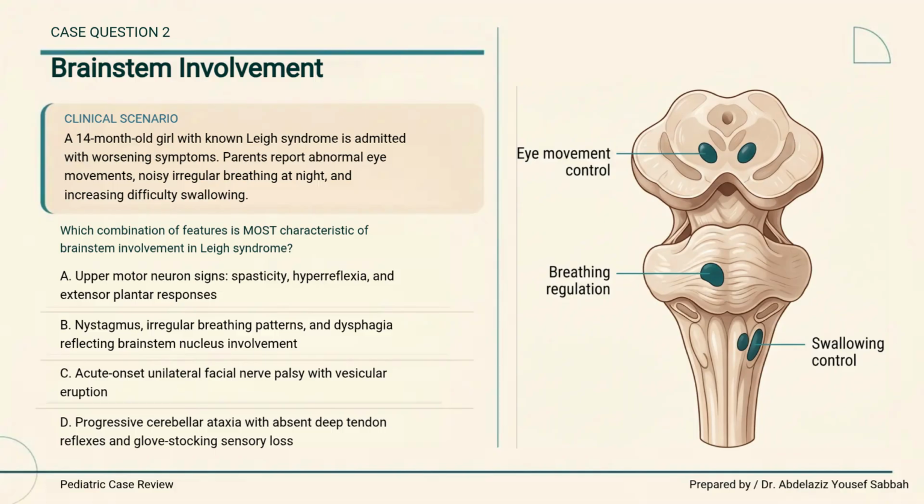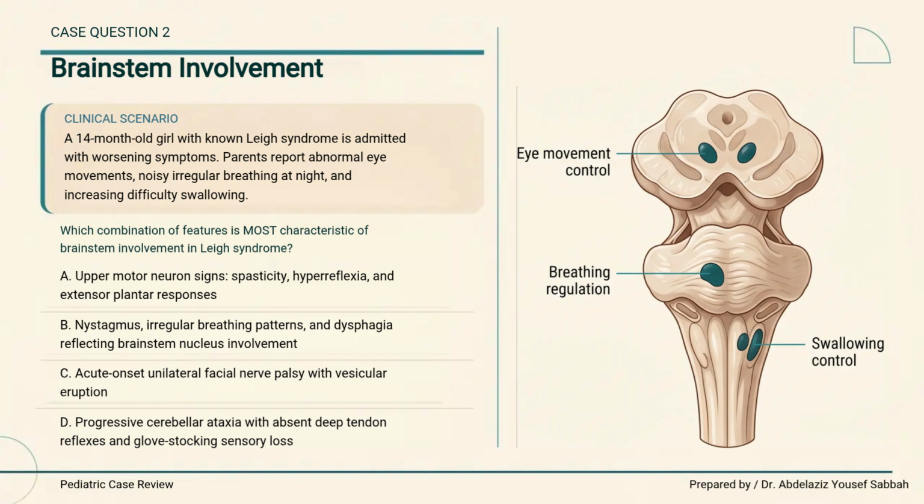Her parents report abnormal eye movements, noisy, irregular breathing at night, and increasing difficulty swallowing. Which combination of features is most characteristic of brainstem involvement in Leigh syndrome? Option A, upper motor neuron signs, including spasticity, hyperreflexia, and extensor plantar responses. Option B, nystagmus, irregular breathing patterns, and dysphagia reflecting brainstem nucleus involvement.